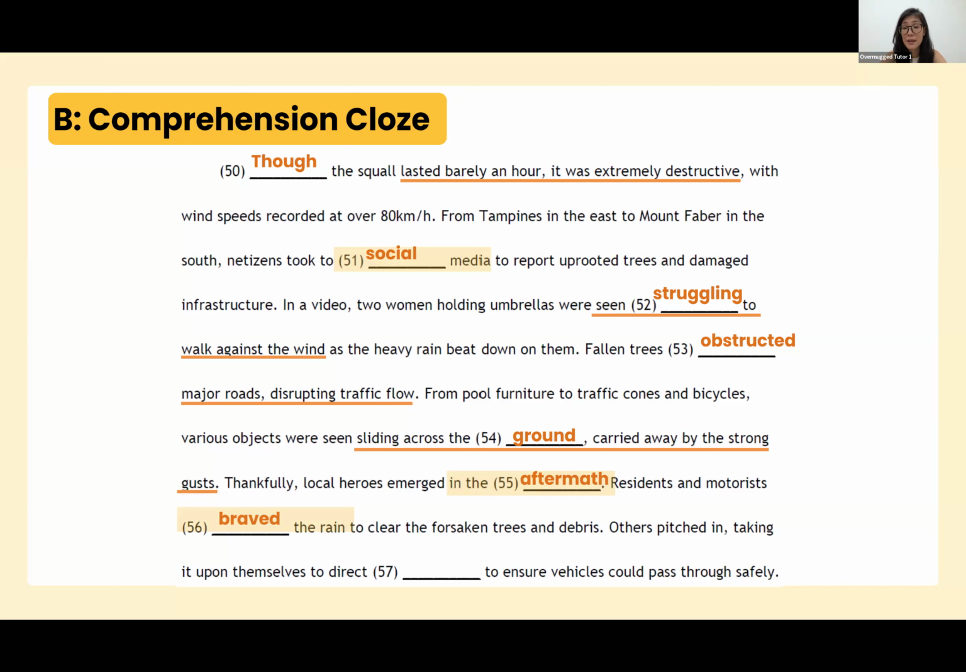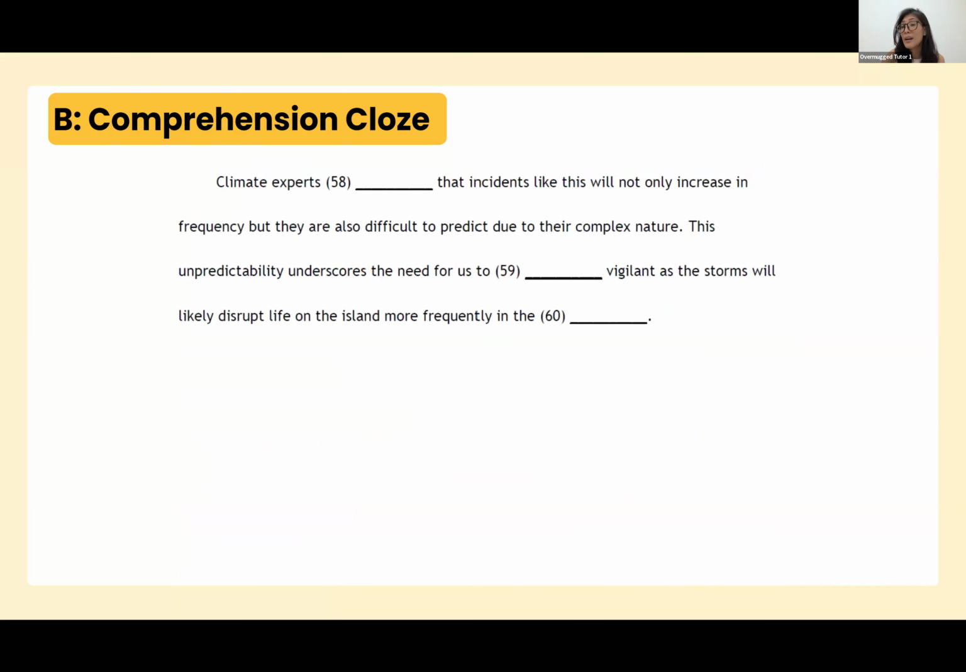And question 57. Others pitched in, taking it upon themselves to direct blank to ensure that vehicles could pass through safely. So what were people doing? They were trying to direct traffic so that no one is stalled or stuck behind those obstructions. And that's it. The last three questions for your comprehension cloze.